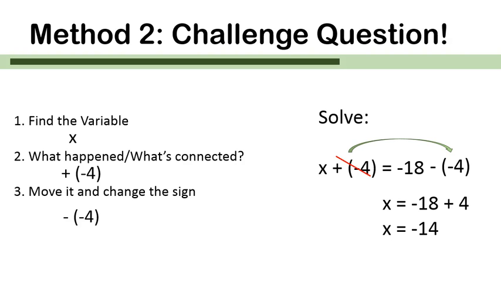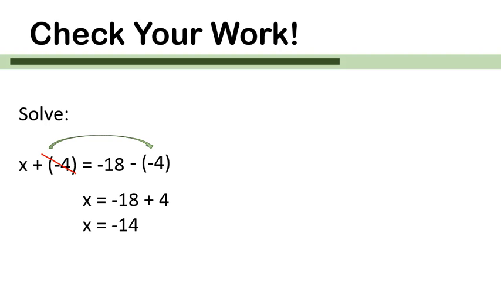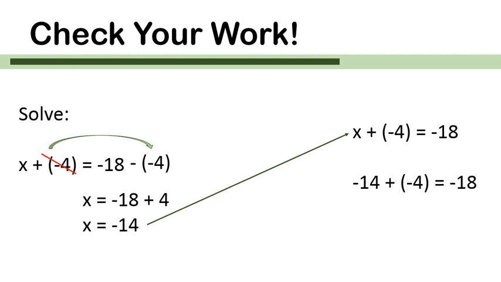All right, let's check our work. We've got all of our work over there on the left. Let's look at our original equation. X minus plus negative 4 is equal to negative 18. We're going to substitute our value of negative 14 into there. Is negative 14 plus negative 4 equal to negative 18? Yeah, it is. Good. So we have successfully solved using this method, this change the sign method.